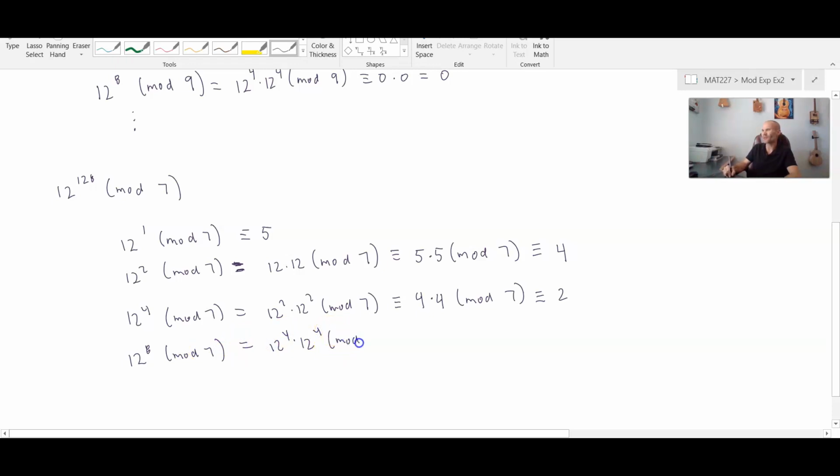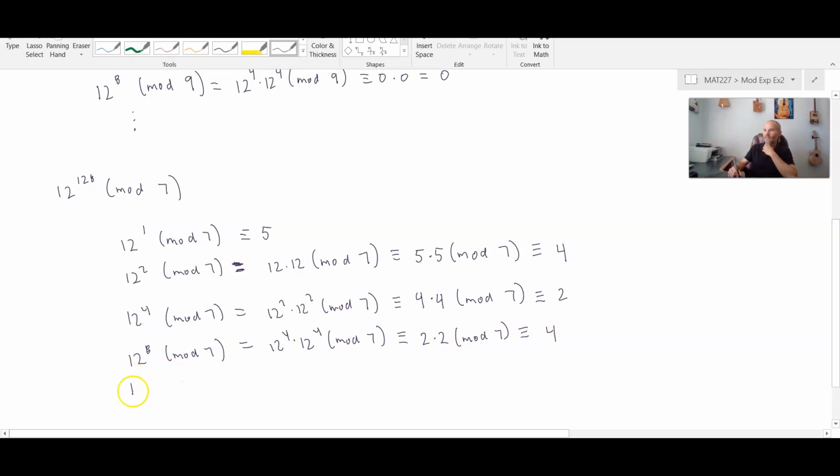We could probably start skipping some steps here, and instead of writing 12 to the 8th, we could just write 12 to the 4th times 12 to the 4th. But I like to keep track of my powers to make sure I don't lose something along the way. Now 12 to the 4th mod 7 is 2, so we get 2 times 2 mod 7. And, well, let's see, 4 divided by 7 is 0, remainder 4, so this is congruent to 4.